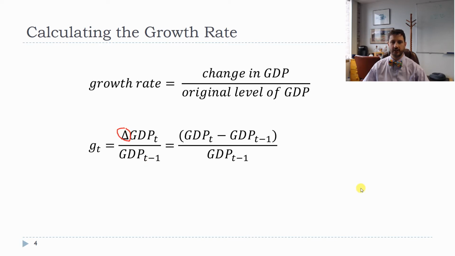That triangle is called delta. That just means change. It just means this year's value minus last year's value divided by last year's value. So the t is just a certain year. It could be 2015, in which case t minus 1 would be 2014. So we will do a quick example here, and it's really pretty easy, and you'll have some practice in the problem set.